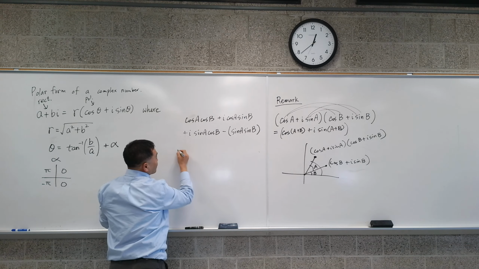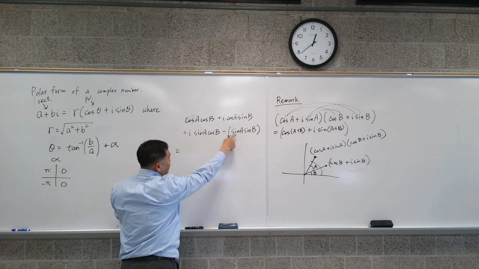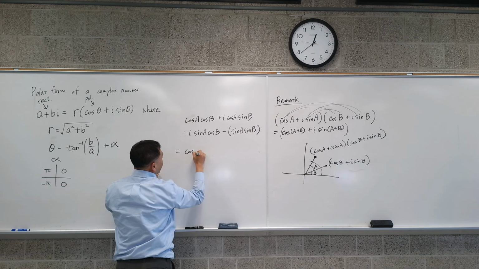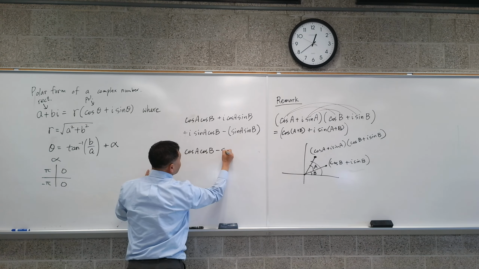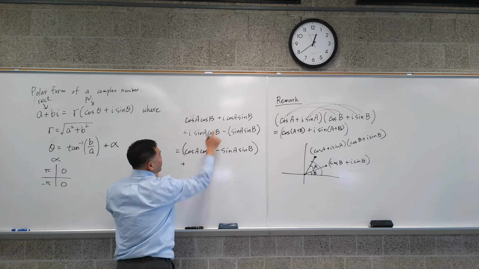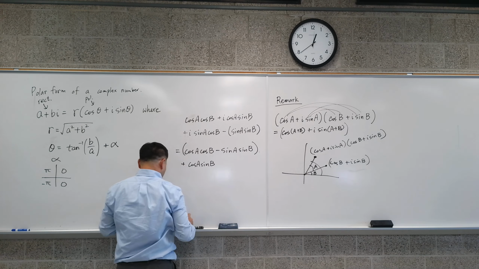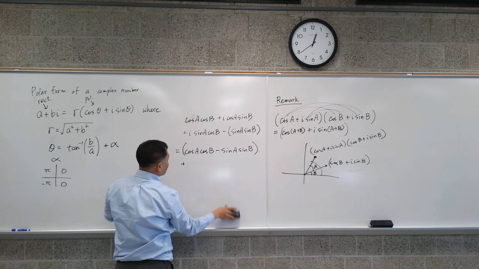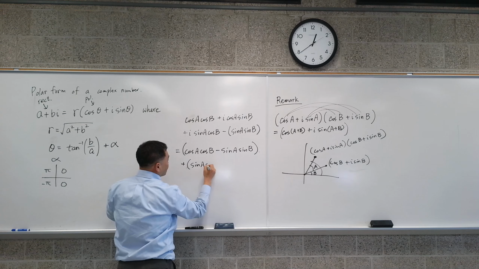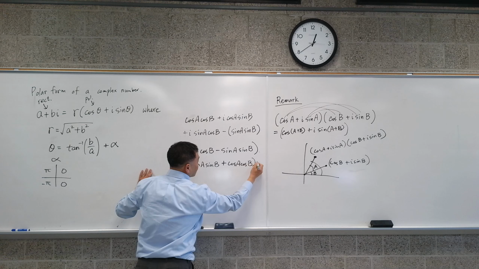Okay, so let's simplify this by dividing the real part and the imaginary part. The real part is this one. These two are real numbers, right? You have cosine A cosine B minus sine A sine B, together giving you the real part. And these two have I in there, so you get cosine A sine B. But for some reason, people like to write this one first, so I'm going to write this one first. I have sine A cosine B plus cosine A sine B times I.